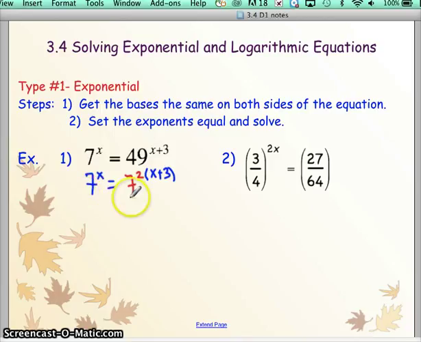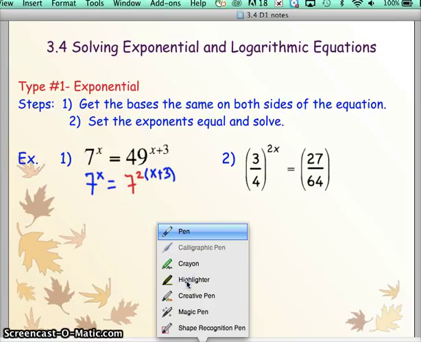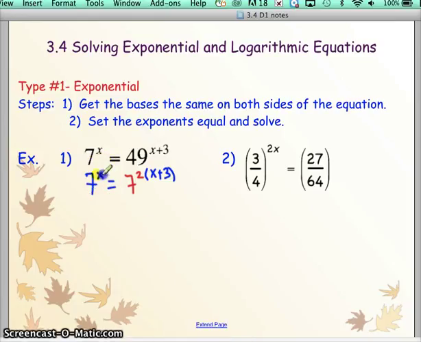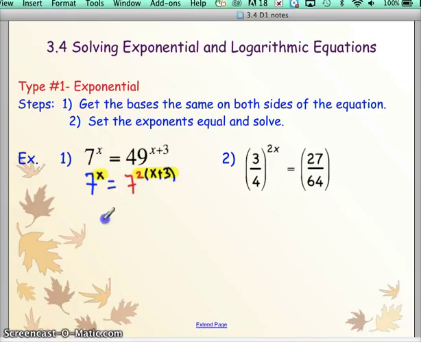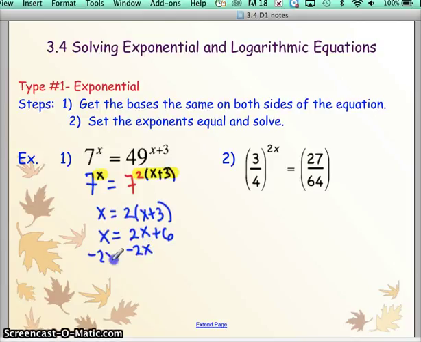Okay, so now that my bases are the same, now I can just set the exponents equal to each other. So I can set x equal to 2 times the quantity x plus 3. And now it's just an easy algebra problem to solve. So distribute the 2 through, and then get the x alone. You can subtract 2x from both sides, and we'll get negative x equals 6. So then x equals negative 6.